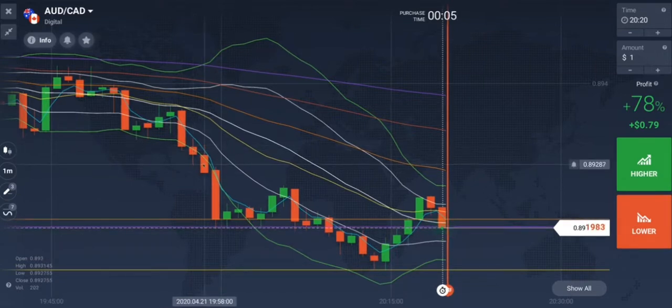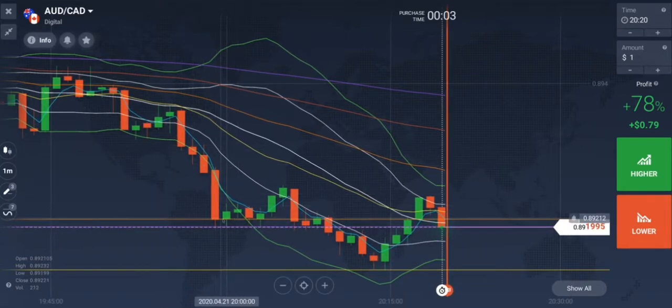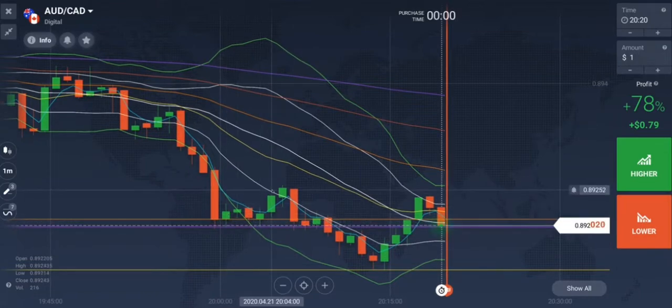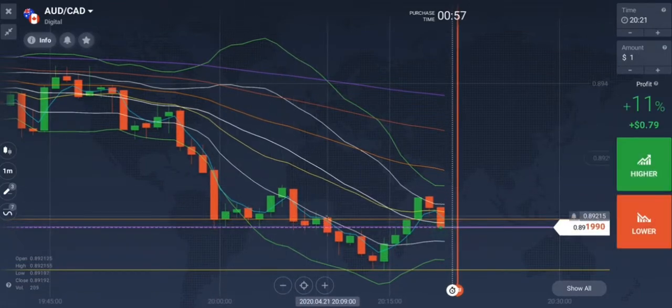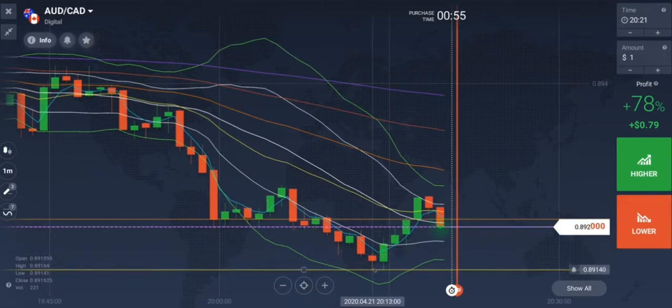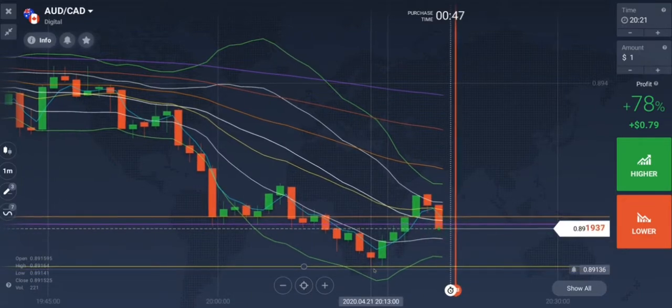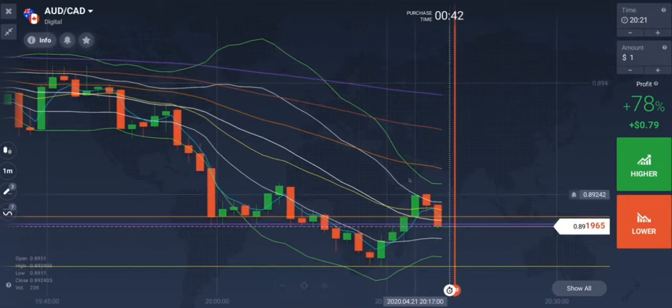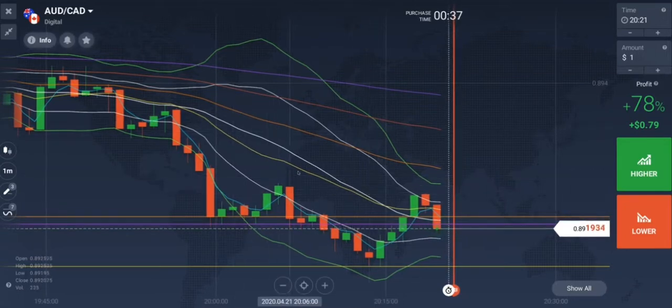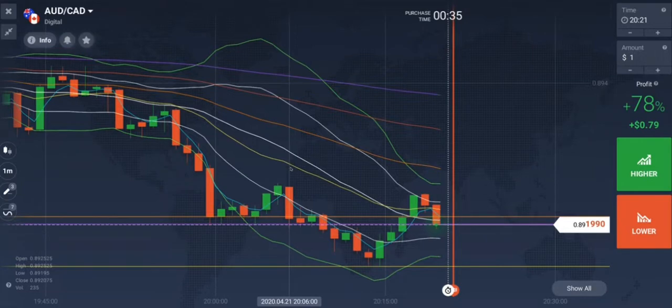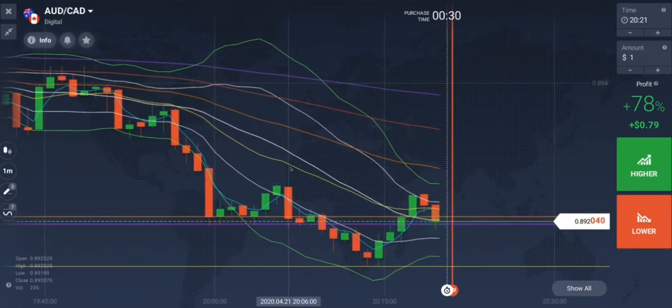continuation, and then you have a green candle pullback, continuation, pullback, breakout, pullback, breakout till this point. Okay, so now currently, very simple. When you see the EMAs and BBs pointing downwards, downwards, downwards, it means the market is in a downtrend. Simple as that. The market is in a downtrend.